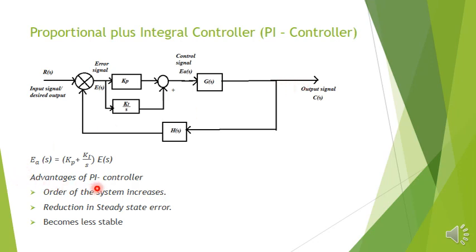Advantages of this PI controller: in this, the order of the system increases. So if the plant is a second order system, then the entire system, including the controller, has an increased order. In this case, by using the PI controller, there is a reduction in steady state error. It reduces the error but becomes less stable. So it reduces the steady state error but it is less stable.